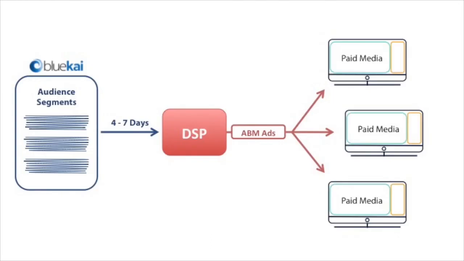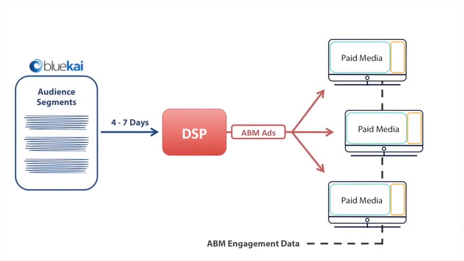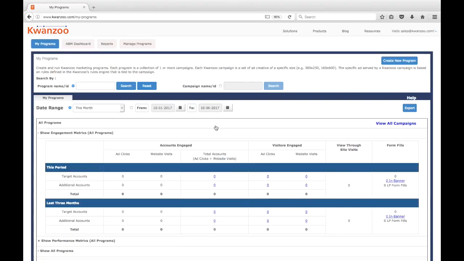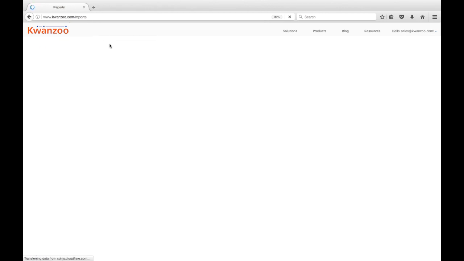Programmatic ABM display does not end with just the serving of ads. Once your program is live, Kwanzoo begins to collect data on your ads, which is perhaps more critical than just serving the ads themselves. You can access different pieces of data with the tabs at the top of your Kwanzoo page. Let's begin by reviewing your ABM reports.